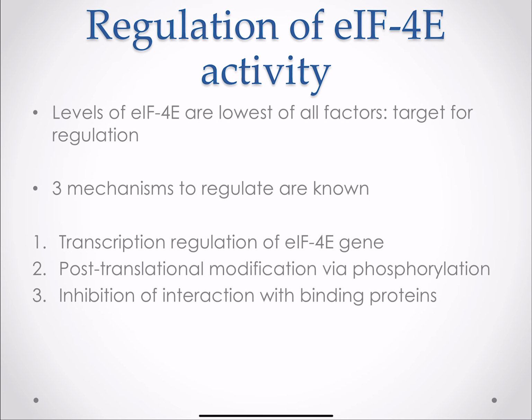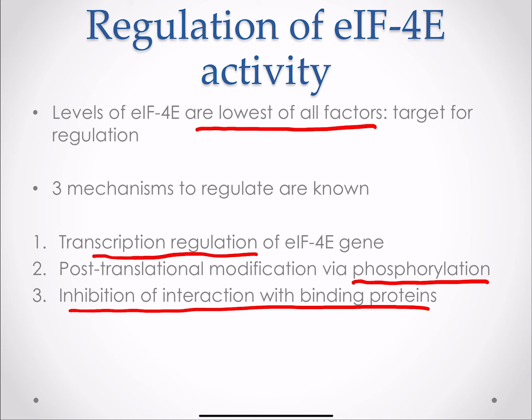Now, as you can imagine, initiation factor 4 is also going to be a site where you can have regulation. Initiation factor 4E is actually expressed at the lowest level of all the initiation factors. And there are 3 mechanisms that are known to regulate this. One is at the level of transcription of the actual gene, so turning on the gene in the DNA. Another is modification through phosphorylation. And you can also have inhibition with those poly A tail binding proteins.